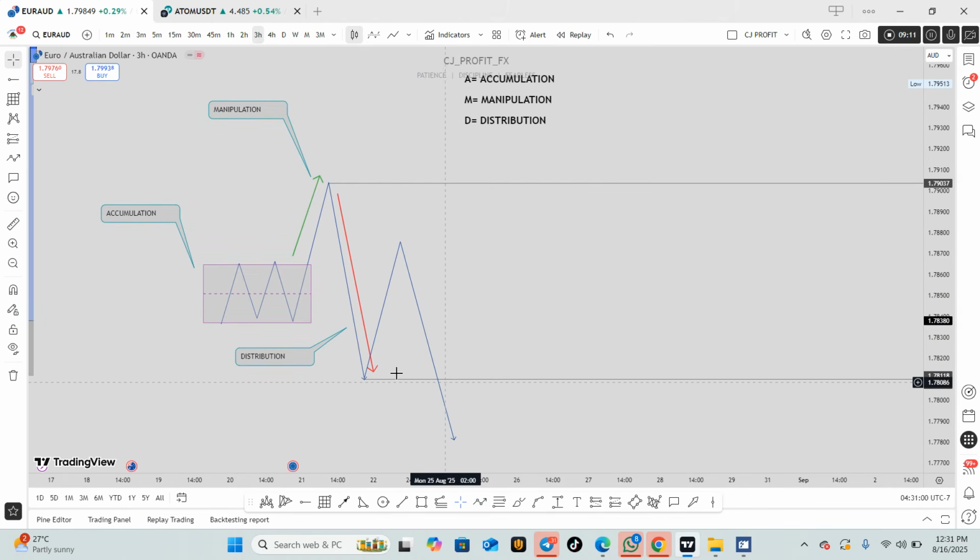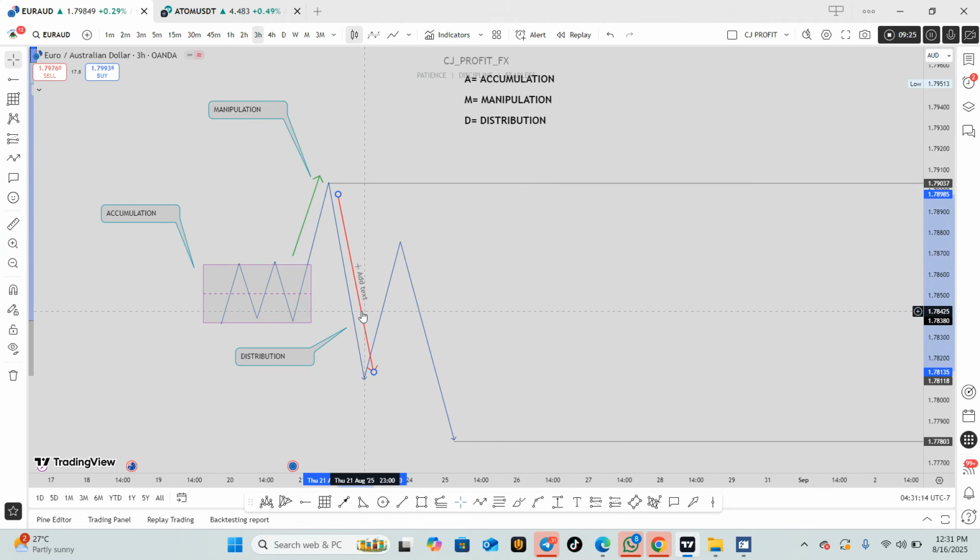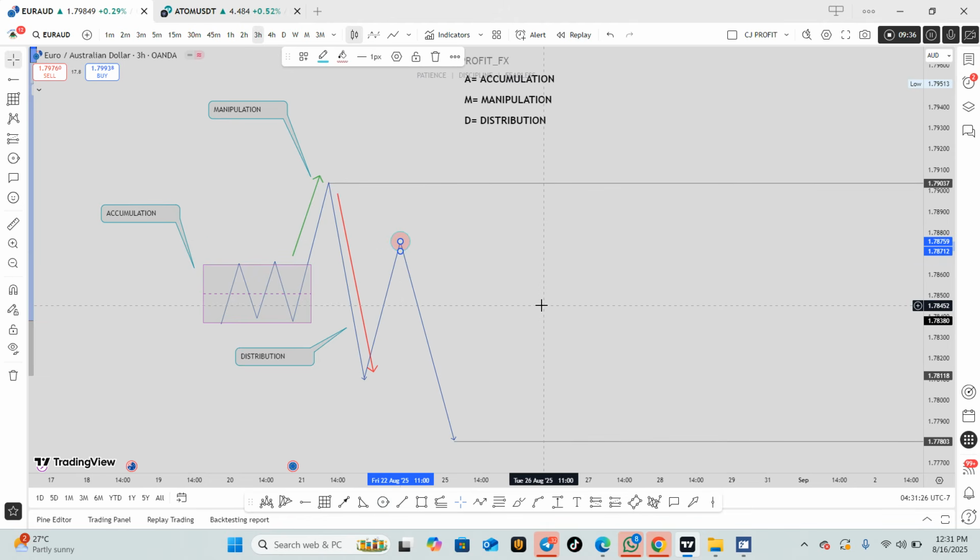At that moment, this previous protected low has been taken out. So we have this area now as our protected low. So at this point, this area where the market stopped as our incomplete pullback is now an inducement.